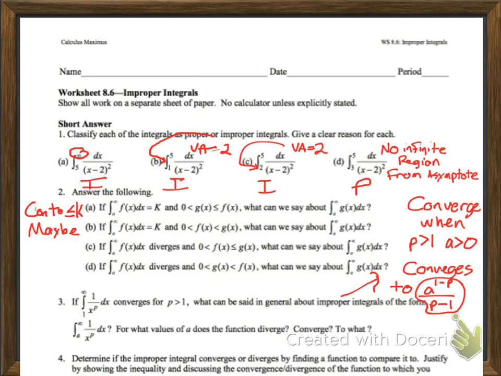B is a maybe, because if you have an over function that diverges, and you put one underneath it, you don't know for sure whether it converges. So the top one definitely diverges, has an infinite area. If you put one underneath, you're not really sure. It's a maybe. It could converge, maybe it does, maybe it doesn't. We need more information. So, yeah, there you go. Converge, maybe, diverge, maybe.